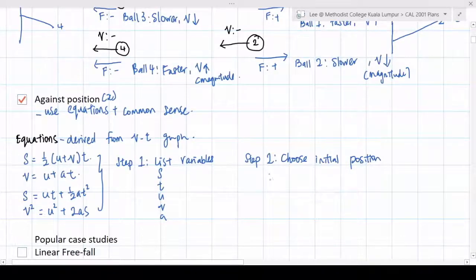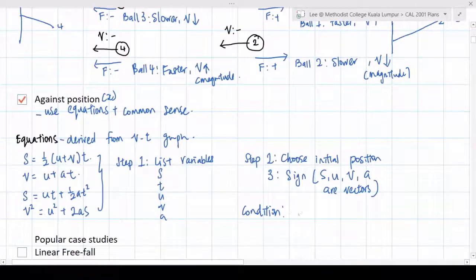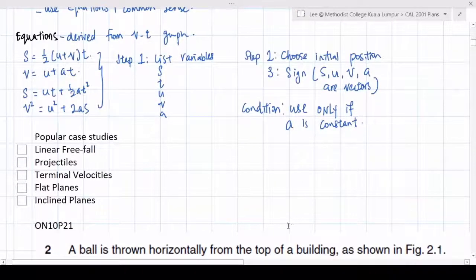Step 2, you should always choose the initial position of where your object is. And whenever you fill in, please remember to consider whether it's positive or negative, because S, U, V, A are all vectors. And you can only use these 4 equations if the acceleration is constant. If it's not constant, or your force is not constant, then you cannot.